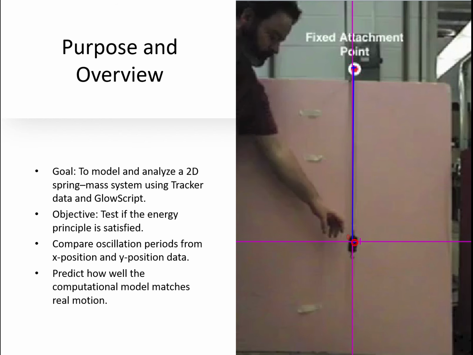The purpose of this lab was to investigate oscillatory motion and analyze how energy changes over time in a spring mass system. We wanted to see if the energy principle holds true, meaning the total energy remains constant even as kinetic and potential energies exchange. We also estimated the oscillation period using X and Y position data. Here you can see a picture.